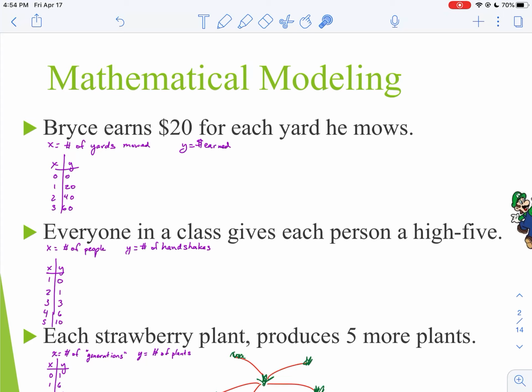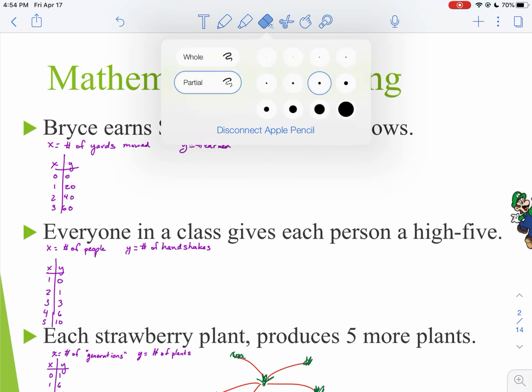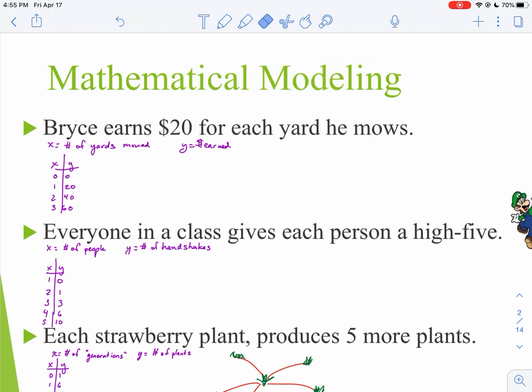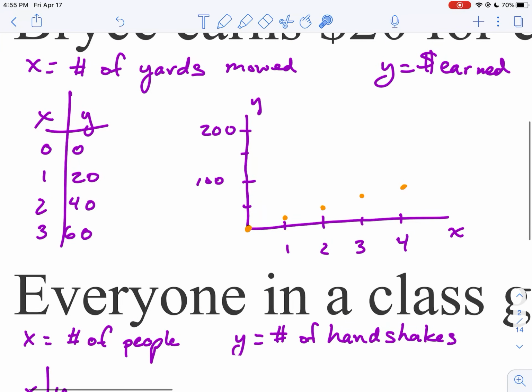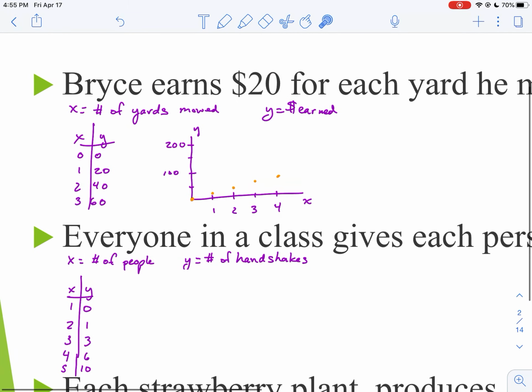Now, let's take a look at if we graphed that. All right. Let's say we graph that, and so I've already done that, and I want to highlight it here. I went 0 to 200, and I'll show you why here towards the end of the video. But each time he mows, it goes up $20. Okay, up another 20, up another 20, up another 20. And so we get a graph that looks like this.